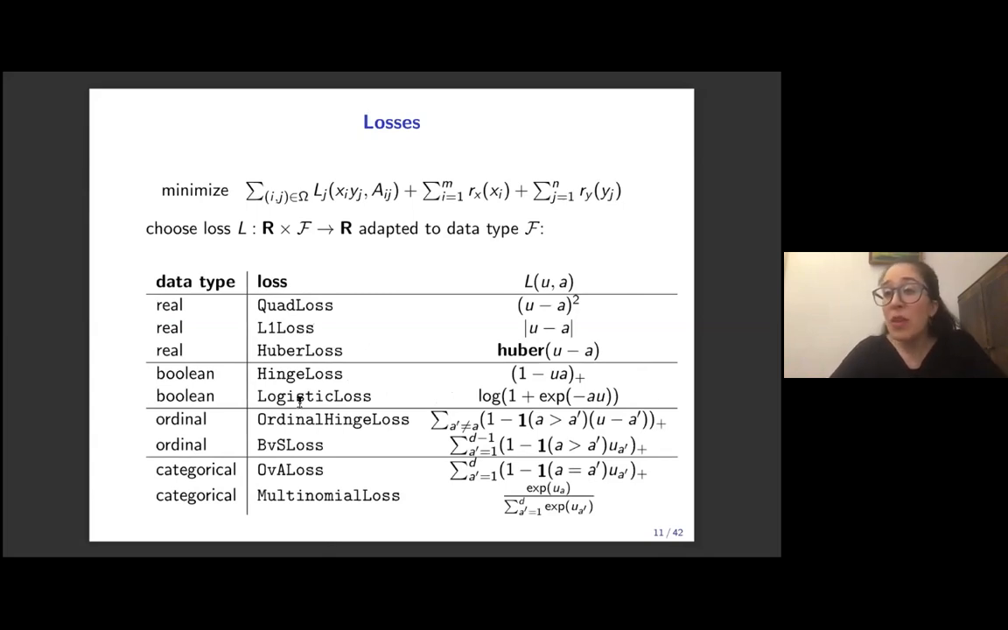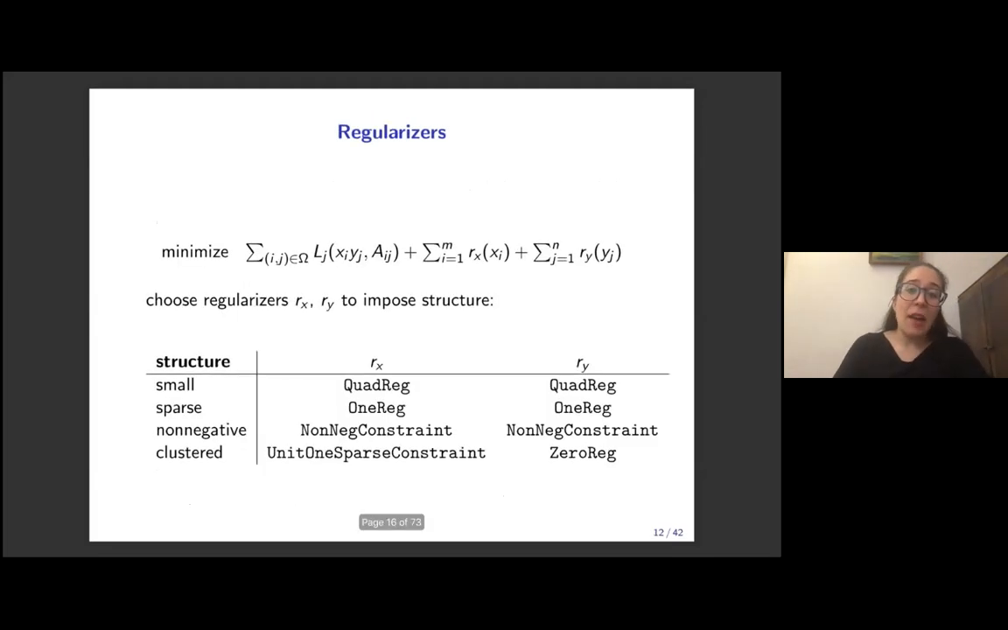Things get more interesting when you get to ordinals and categoricals, so I'm not going to have time to tell you very much about them, but I would really strongly recommend the bigger versus smaller loss for ordinal data, or the one versus all loss for categorical data. The multinomial loss is also nice because it has a probabilistic interpretation. So if you want to fit your model and then sample from your model, for example, to do multiple imputation, it's very easy to do that with the multinomial loss. Okay, so all sorts of losses.